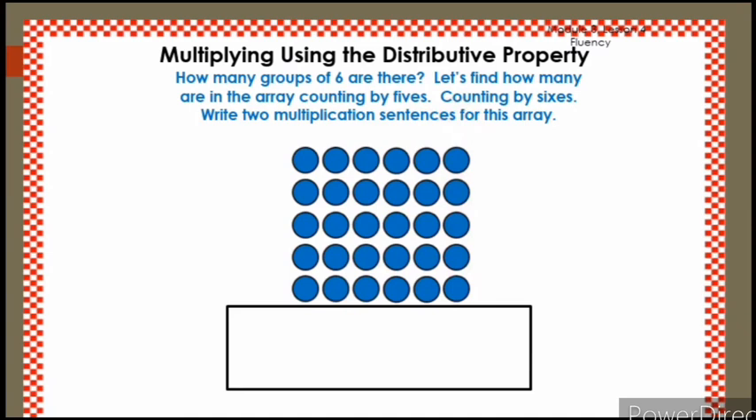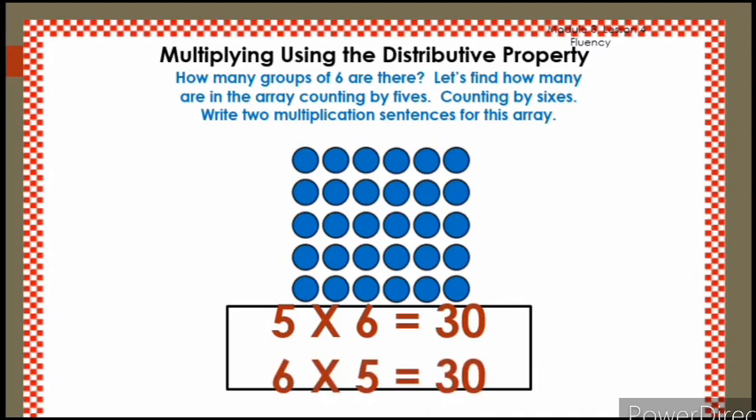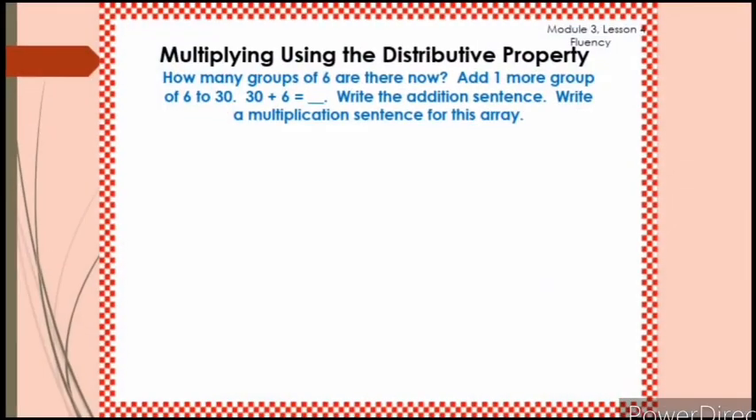Okay, let's write our multiplication sentences for the array. I want you to do that first in your notebook. So what did you get? Yes, I believe you got 5 times 6 is equal to 30. Or maybe you wrote 6 times 5 is equal to 30. You are right.